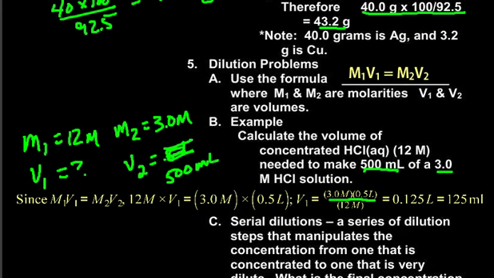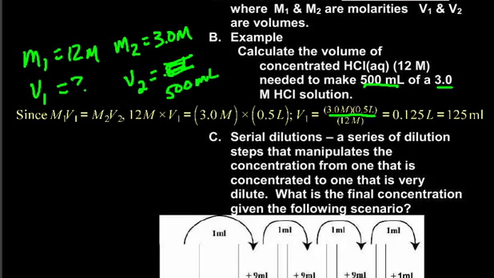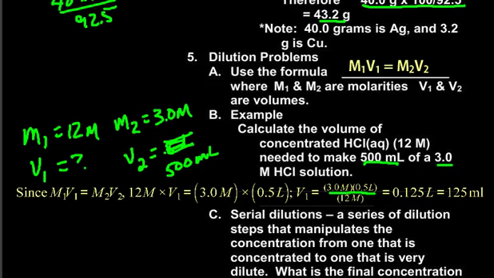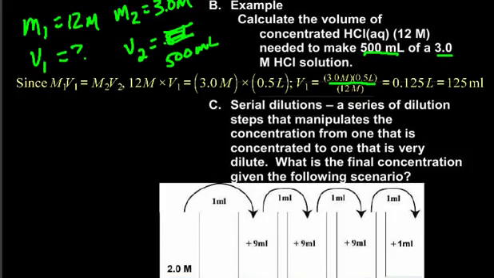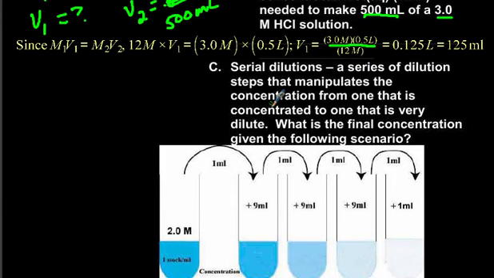But we can keep going with this because we can do what's called a serial dilution. Now, a serial dilution is a series of dilution steps that manipulates the concentration from one that is very concentrated to one that is very dilute. And what will the final concentration be in this particular scenario, where we have 2.0 molar solution? We're going to take 1 milliliter of 2.0 molar solution. We're going to add it to 9 milliliters of this other thing.